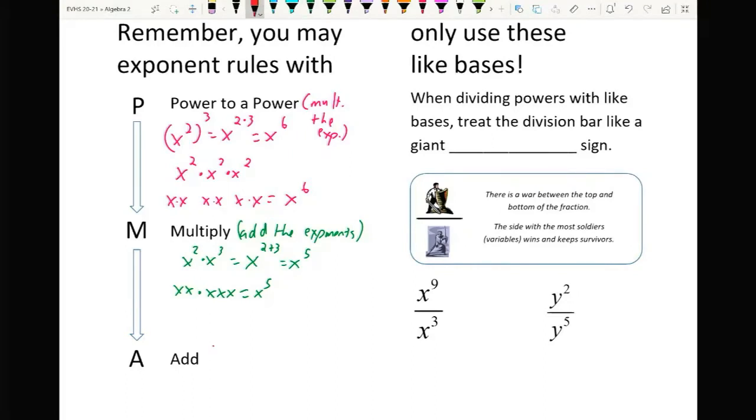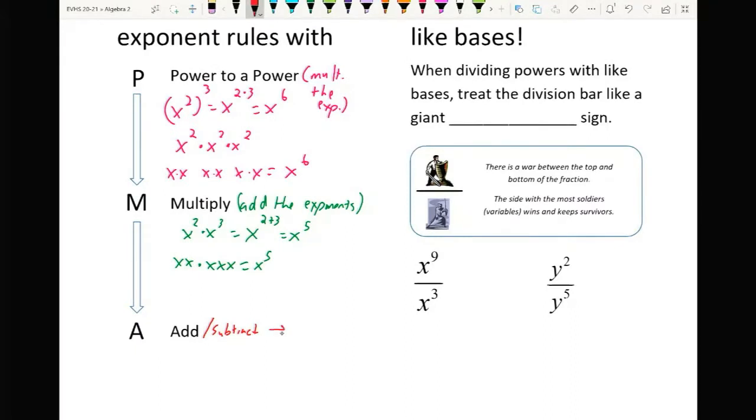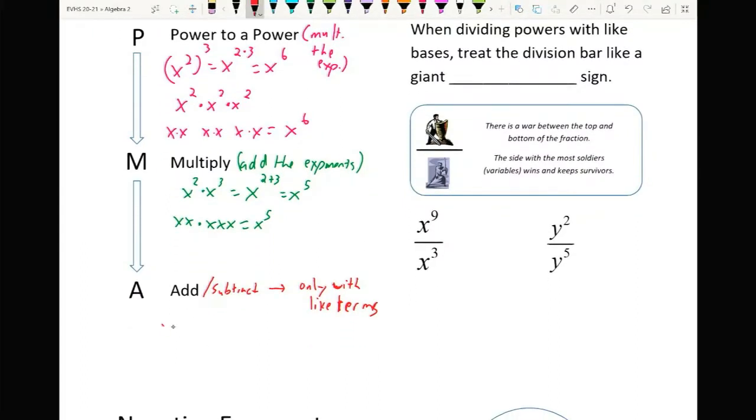Okay, now when I add or subtract, this only happens with like terms. Let's say that I had an x squared plus x cubed. Well, that's not like terms, so you can't do anything with that. Same thing with x to the fourth minus x squared. Nothing happens because the exponents are different. You cannot combine those at all.